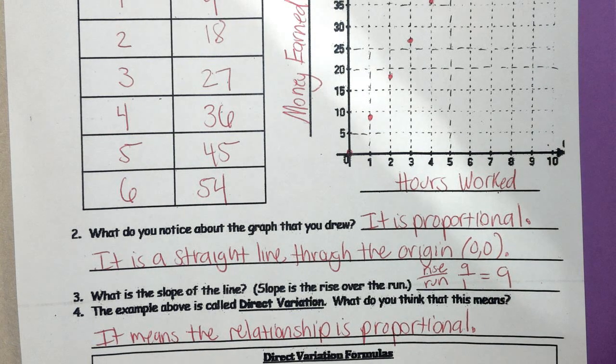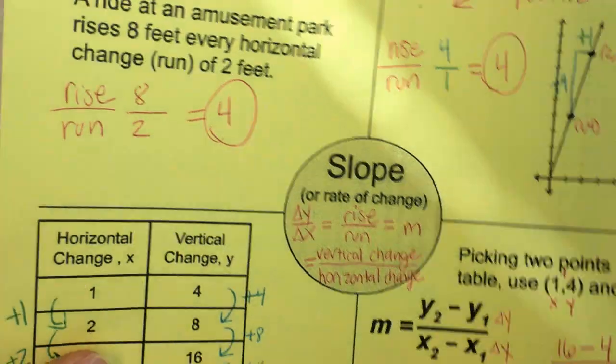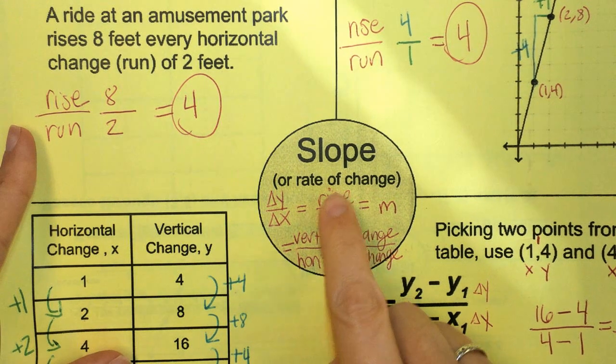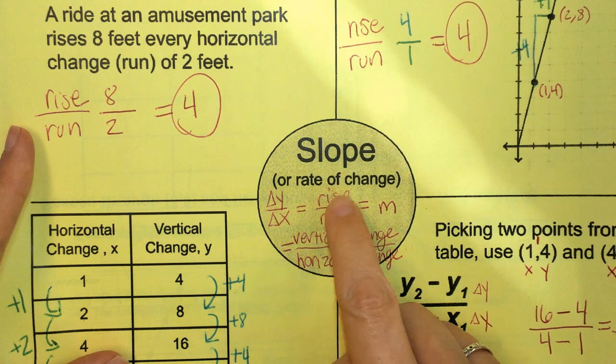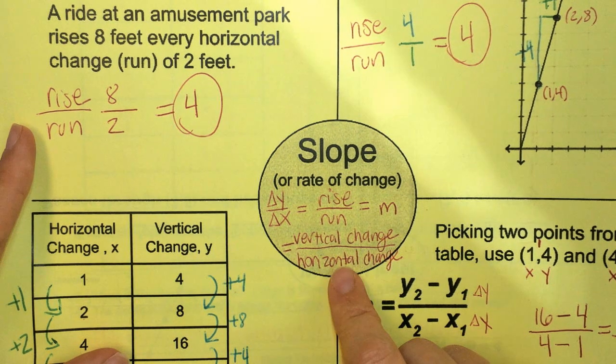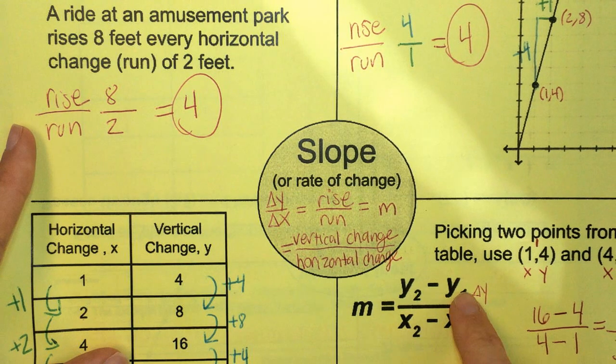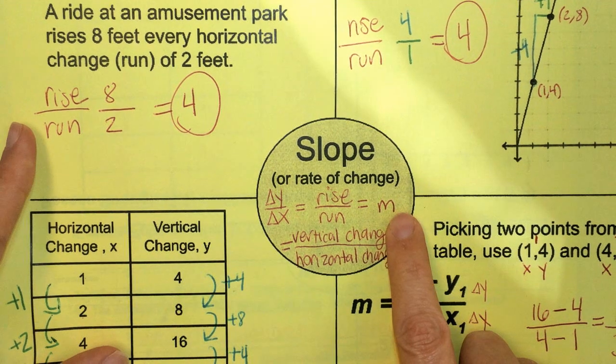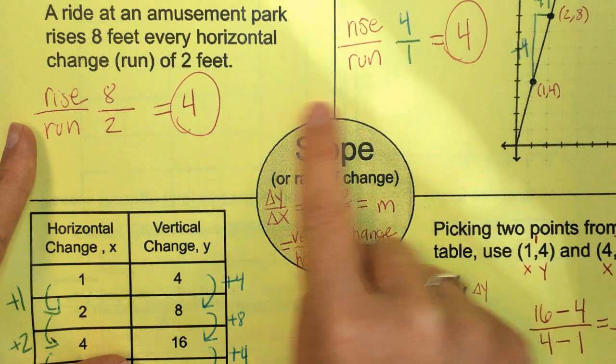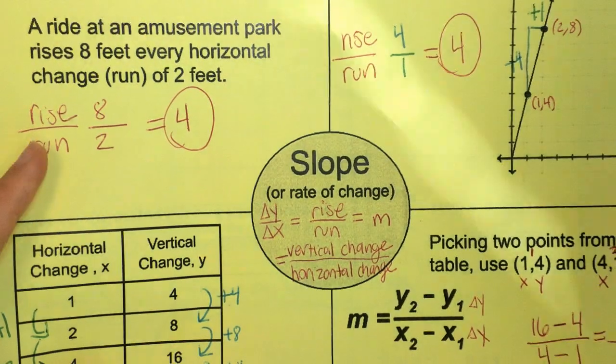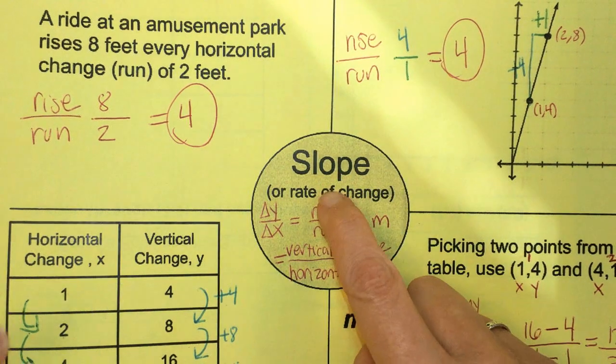So, thinking back to what we've done so far in this chapter, okay? Lesson 1, we talked about proportional and we talked about rate of change. Then lesson 2, we talked about slope. And we said slope means the same thing as rate of change. We can call it change in y over change in x. We can call it rise over run. We can call it vertical change over horizontal change. We can call it y2 minus y1 over x2 minus x1. Or we can just call it the variable m. All of those mean the same thing as rate of change that we learned about in the first lesson.